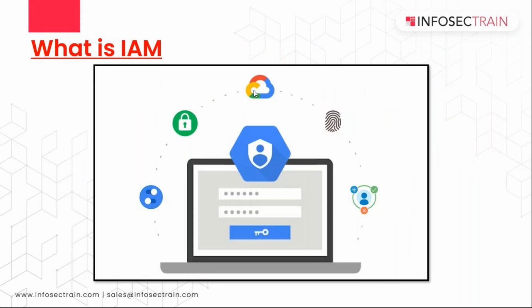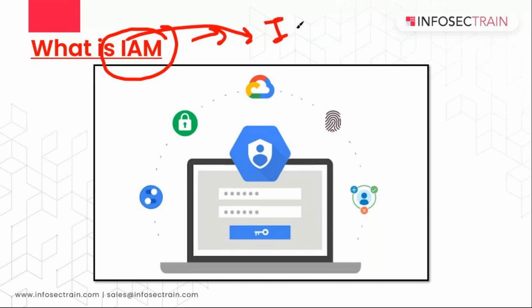Now let's talk about IAM. IAM stands for, guys, identity and access management. That's what IAM stands for, identity and access management, right? Okay, so the I stands for identity. Identity means to identify. IAM is actually a system in place.